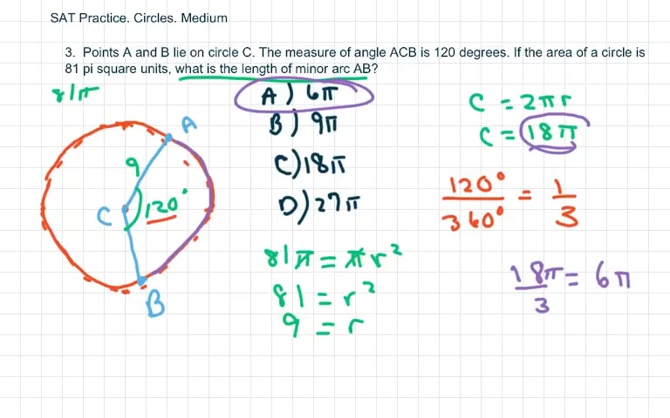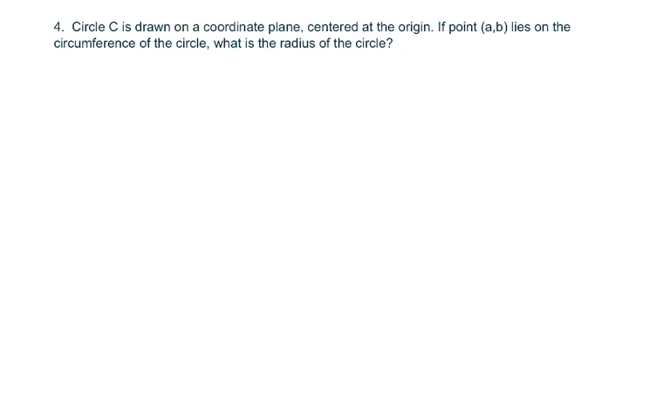Okay, next one. Now this one they don't draw the circle for you. So they just say circle C is drawn on a coordinate plane centered at the origin. If point AB lies on the circumference of the circle, what is the radius of the circle? Basically, we're just going to use basic algebra on it.